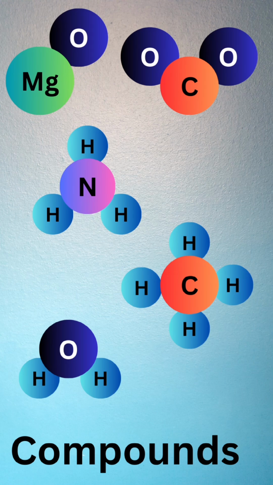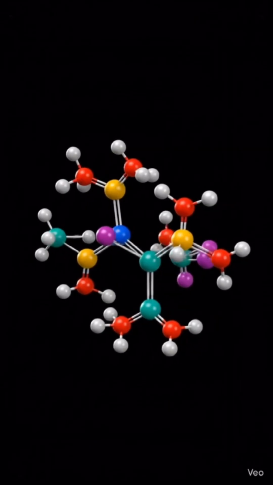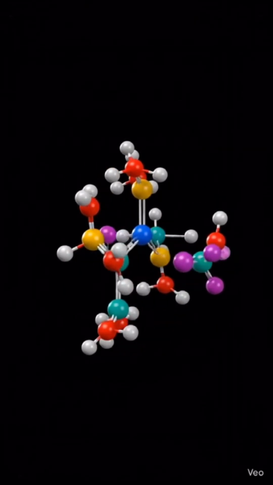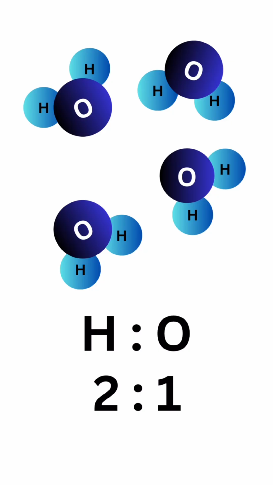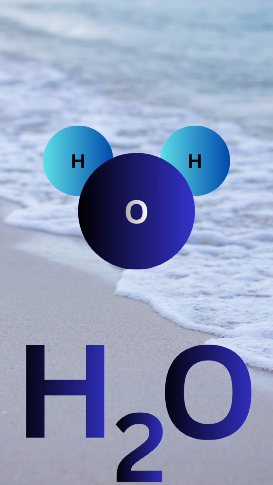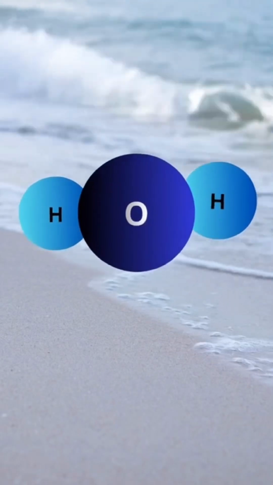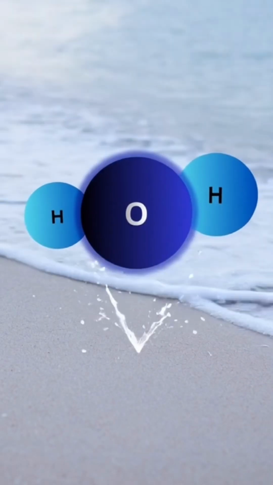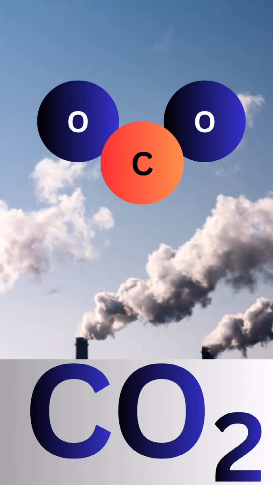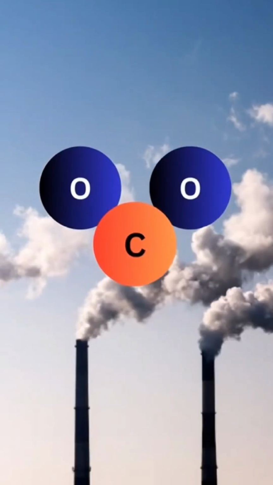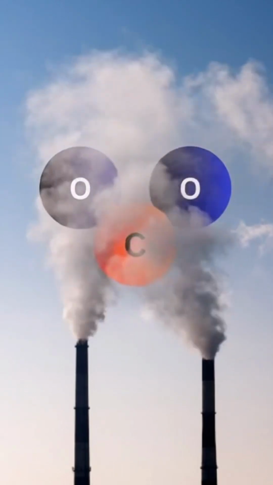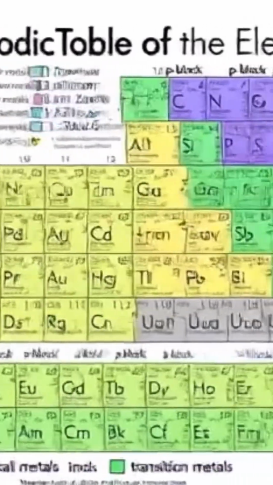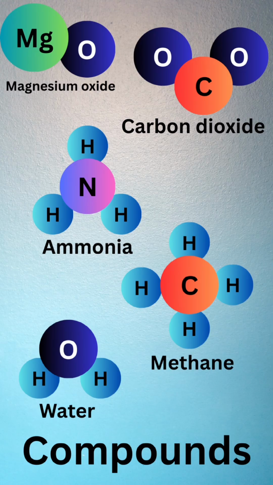When atoms from different elements are chemically bonded, they form a compound. A compound is a pure substance made from two or more different elements, chemically combined in fixed proportions. Compounds are represented using chemical formulas. For example, water, with the formula H2O, contains 2 hydrogen atoms and 1 oxygen atom. Carbon dioxide, with the formula CO2, contains 1 carbon atom and 2 oxygen atoms. Unlike elements, compounds are not shown on the periodic table.